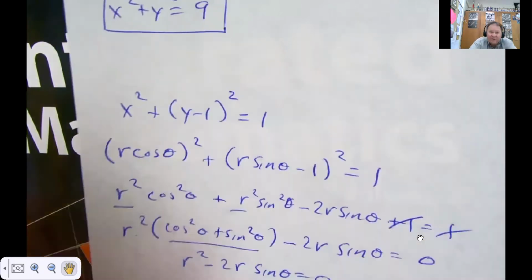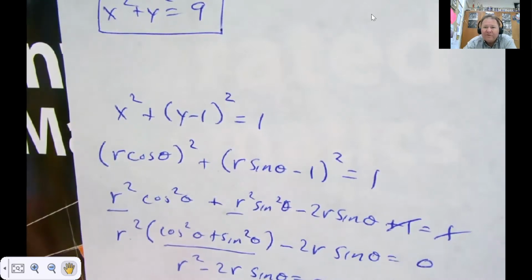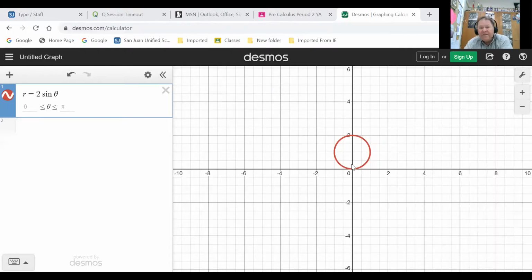Well, let me hit pause and bring Desmos up and show you that that would be the same thing. Again, without any explanation, admittedly. Let me hit pause here. Okay, so I did r equals 2 sine theta, so I'm graphing a polar equation here. And you can see it comes out to be the same. In the polar world, it comes out to be a circle whose center is 1 above the origin and the radius is 1. So I converted it from rectangular and turned it into a polar equation. I went the other way.